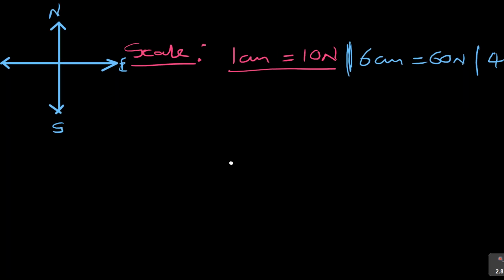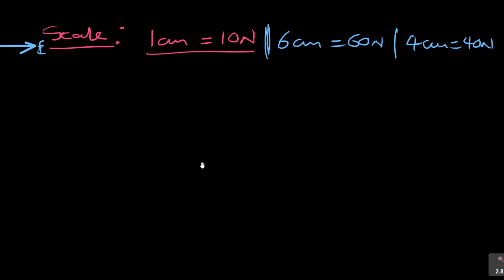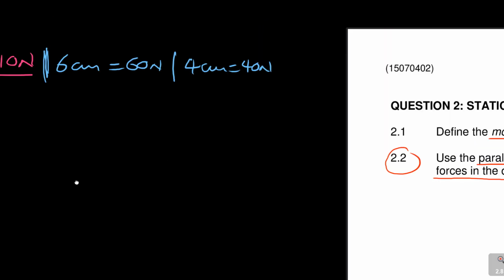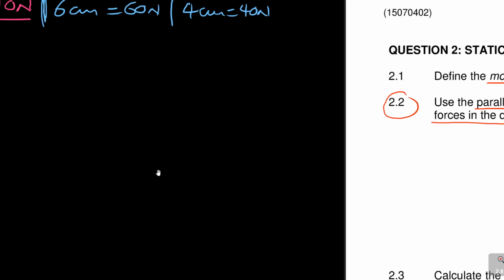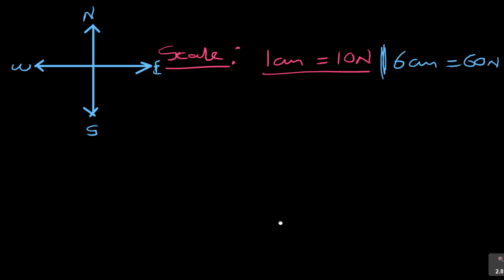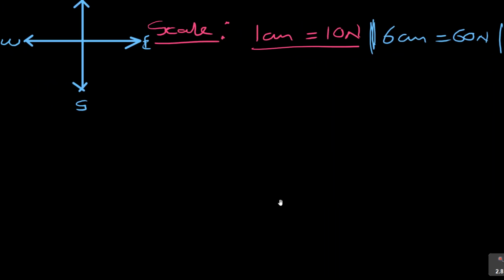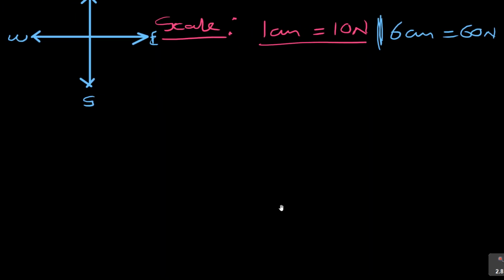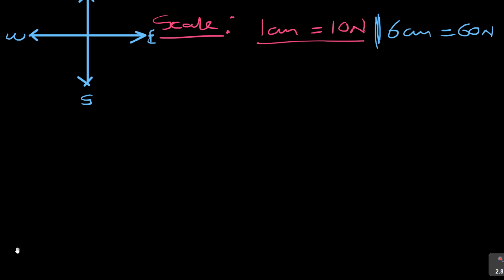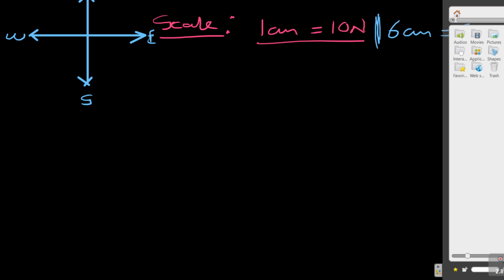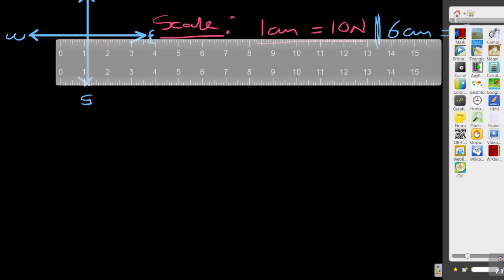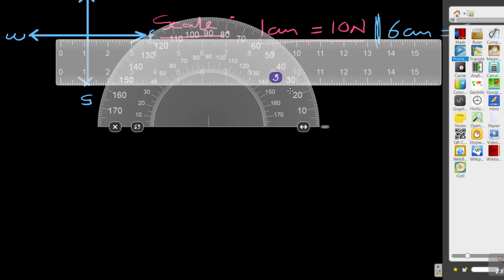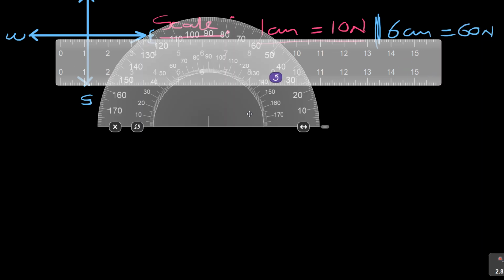So now if I'm to plot this thing, or to draw a sketch of this thing, you can see that there is the 60 newtons more like facing the west. So that's where I'm going to start from. Let's draw this thing now. Let me have my drawing instruments here. I'll need a ruler and I'll need a protractor. So this is what I need in here.